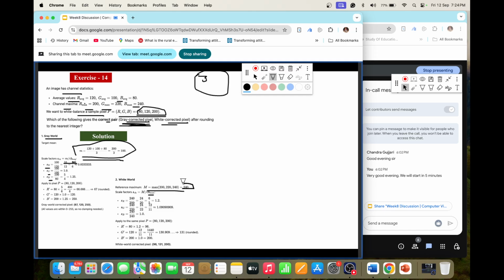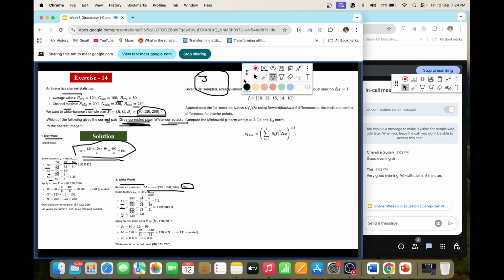Once you have this capital M, you find the scale factor for each of these, and once you have the scale factor, you multiply it by your pixel to get the R dash, G dash, and B dash values. So this is regarding the white world problem. This is the gray world problem, and this is the white world problem.